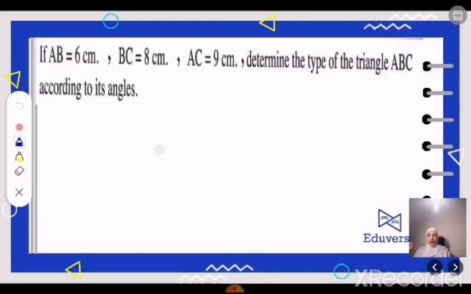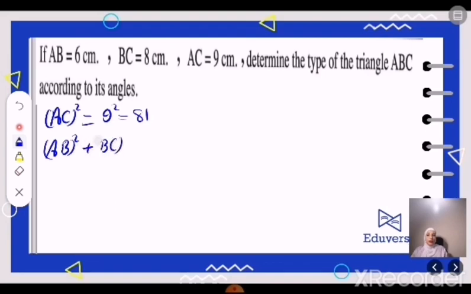And a last exercise here: AB equals 6 cm, BC equals 8 cm, AC equals 9 cm. Let's determine the type of the triangle according to its angles. So first of all, I have to get the longest side squared. It will be 9 squared, which is 81. Also, let's get the sum of the other two sides squared, AB power 2 plus BC to the power 2, which is 6 power 2 plus 8 power 2. Here it's 36 plus 64, which equals 100.